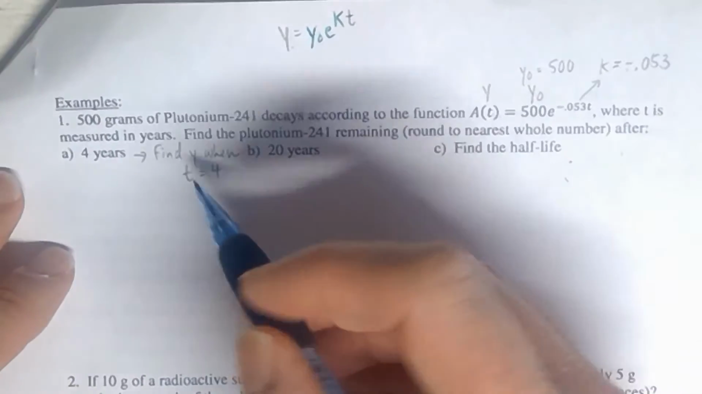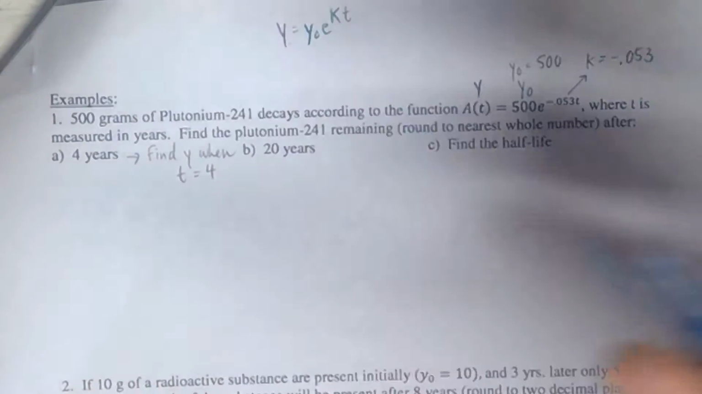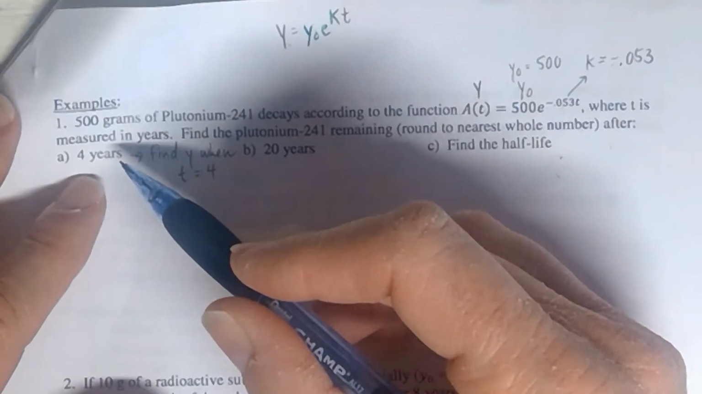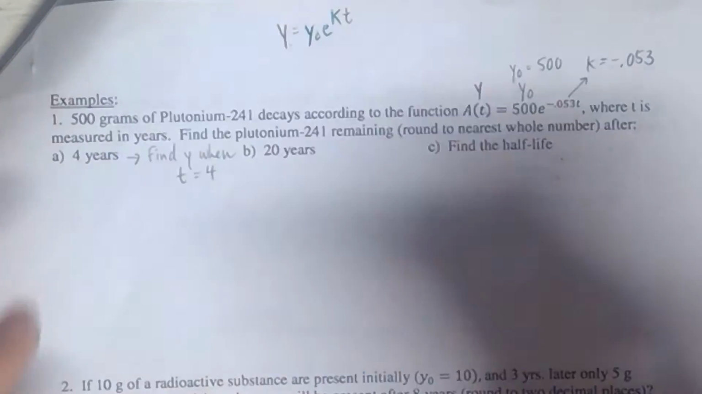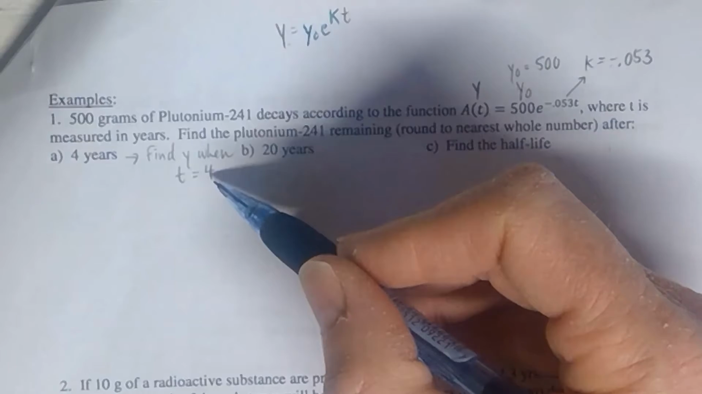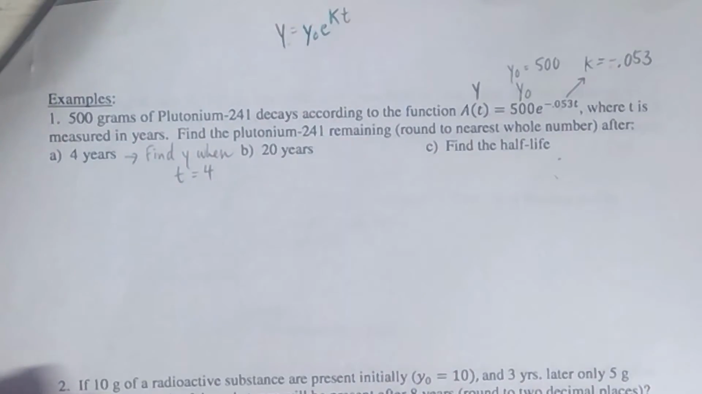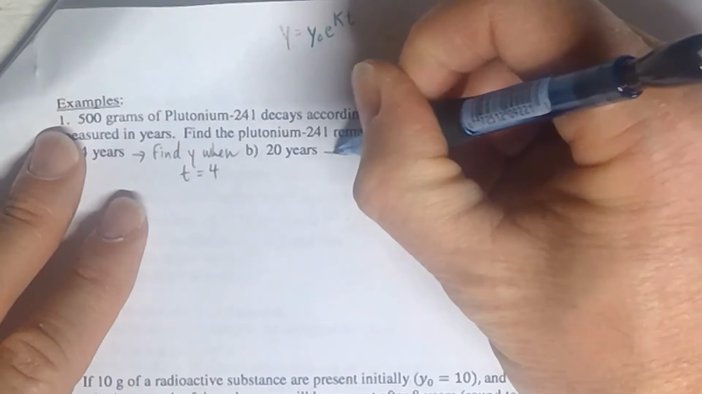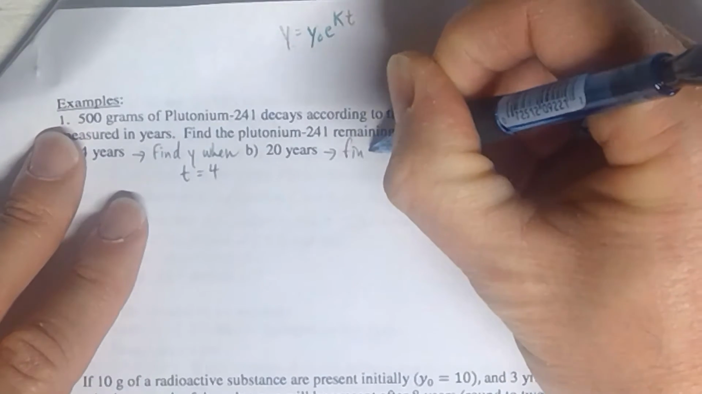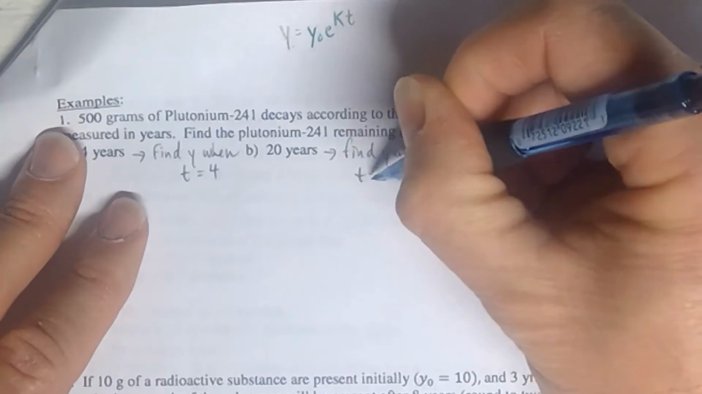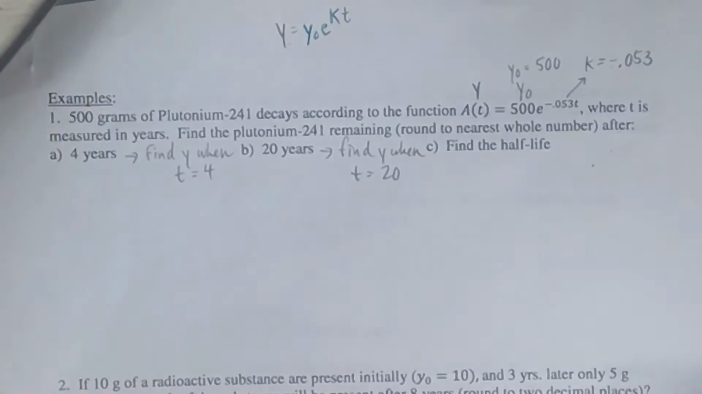Okay, so if they say, hey, how much is left of the substance that's growing or decaying after a certain period of time, in this case 4 years, then that means you plug the number into T and then you solve for Y. And that's what you do. We're going to do that same thing here, same exact thing. It says find Y when what? When T is equal to 20. Okay, and so we'll do that.